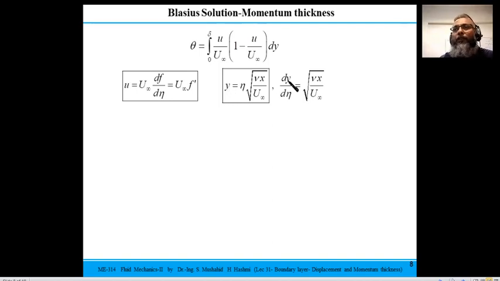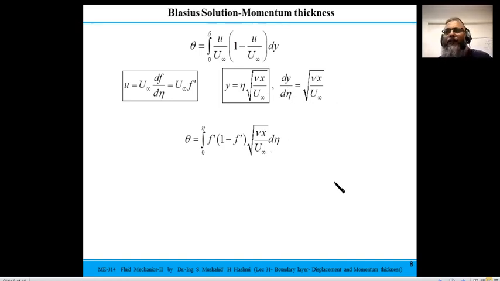So if I differentiate y with respect to eta, I got this. So now I'm in a position to substitute the value of dy, because dy is this factor multiplied by d eta, and u over u infinity is nothing, just this f prime. So I just substituted here in this momentum equation for momentum thickness, where u over u infinity is f prime, and 1 minus f prime, and dy is this factor multiplied by d eta.